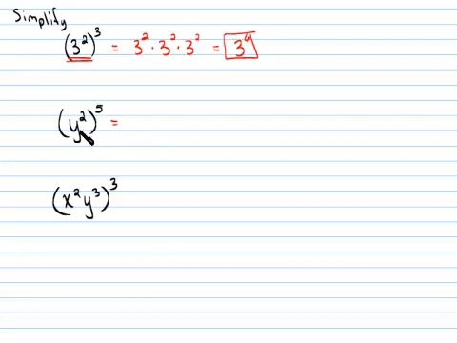Look at this one. It's y squared to the 5th power. So the easy way to do this is leave the base alone, the y, and multiply 2 times 5. So it will be y to the 10th power. Remember, the reason we're multiplying 2 times 5 is because y squared to the 5th power means y squared times y squared times y squared and so on. You add up all those 2's 5 times and it's just 10.